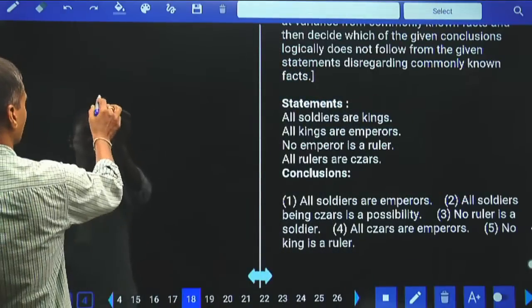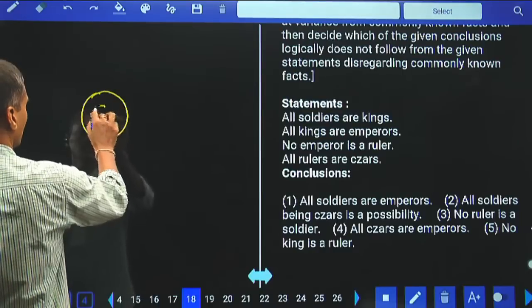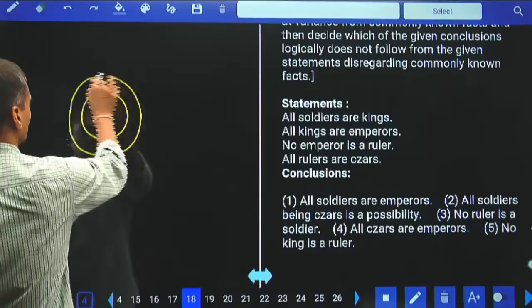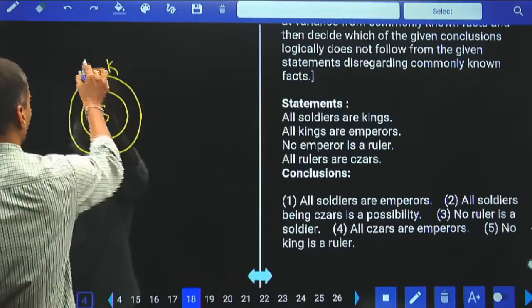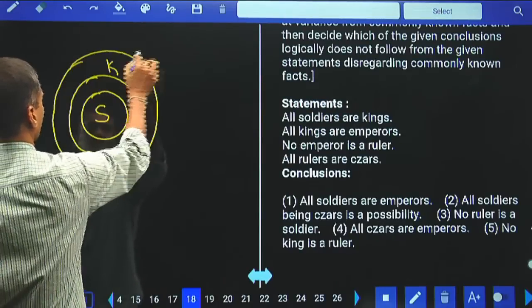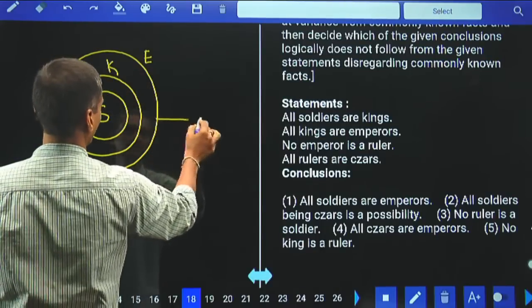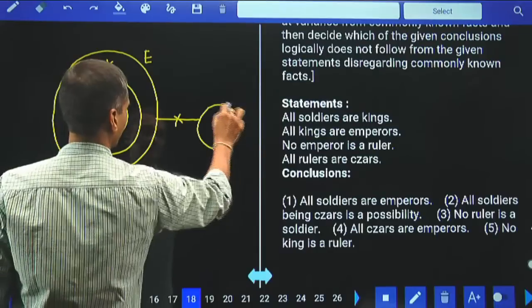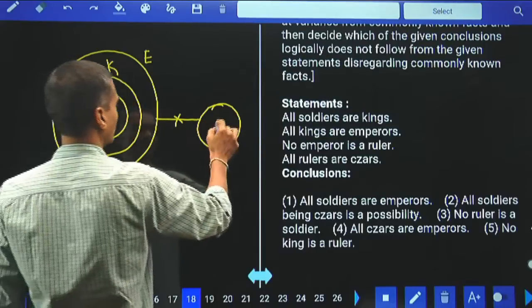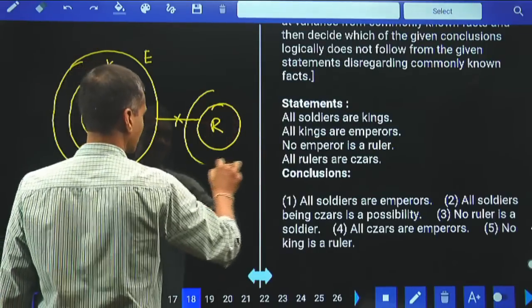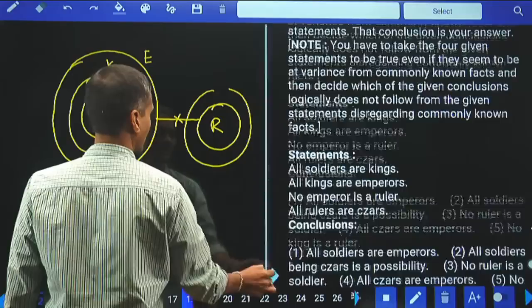All these soldiers are kings. See here, Vijay. All these soldiers are what? All these soldiers are kings. And all kings are emperors. And no emperor is a ruler. No emperor is a ruler. Emperor and ruler. And all rulers are czars. All rulers are czars. Now see here.